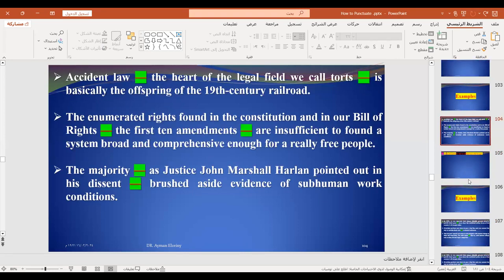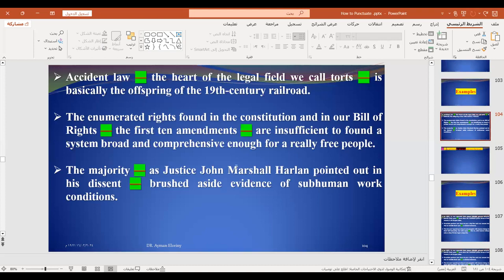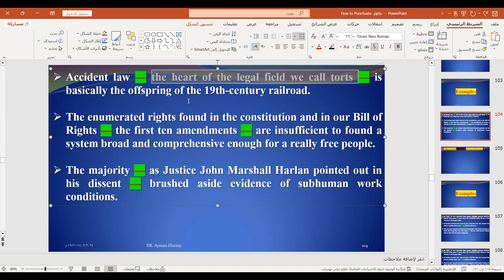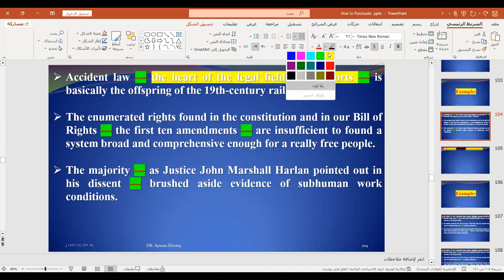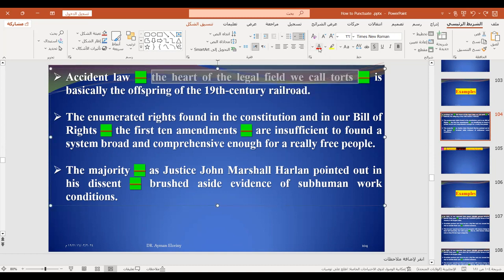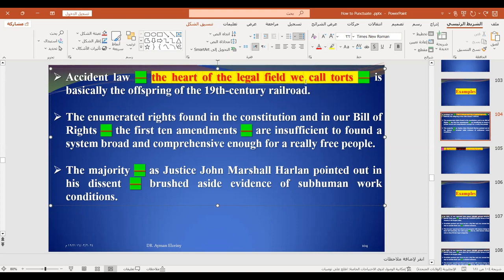For example, ancient law. After ancient law, I want to highlight the following phrase: the heart of the legal field we call tort. I want to put such a phrase between dashes to highlight such a phrase. In such a case, I have to put such a phrase between a pair of EM dashes.